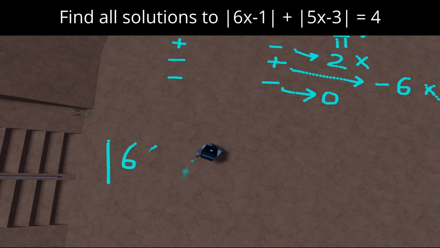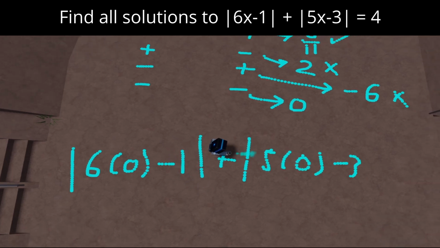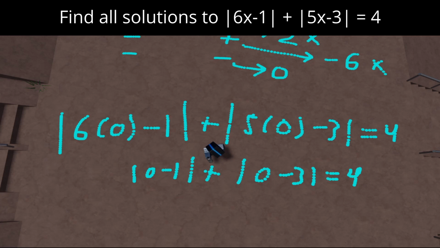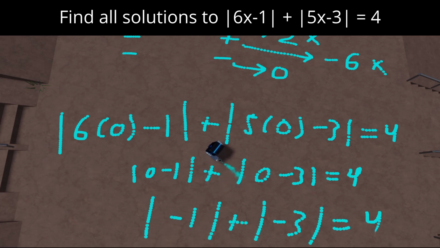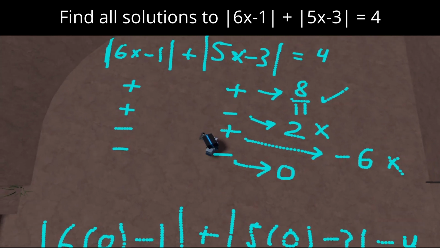We'll have 6 times 0 minus 1, absolute value, plus 5 times 0 minus 3. Is that equal to 4? Well, 6 times 0 and 5 times 0 is just 0. So we just have 0 minus 1 plus 0 minus 3, both of those in absolute value signs, is equal to 4. Well, that's just minus 1 in absolute value plus minus 3 in absolute value. Well, minus 1 and minus 3 turn into plus 1 and plus 3 with the absolute value. So is 1 plus 3 equal to 4? Yes. So that means 0 is actually a solution to this equation.